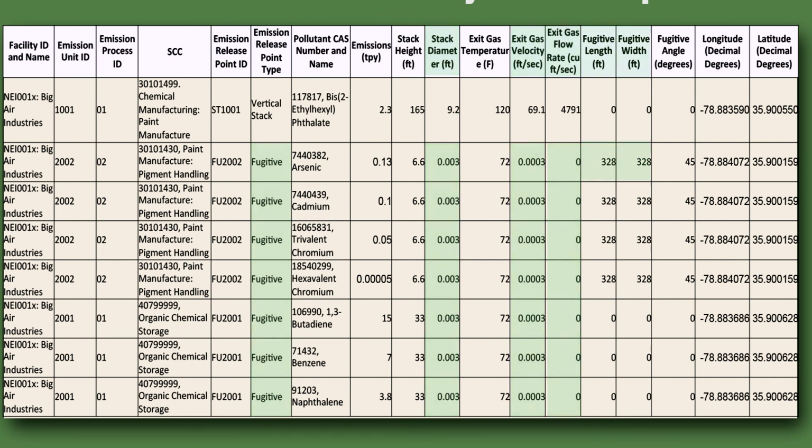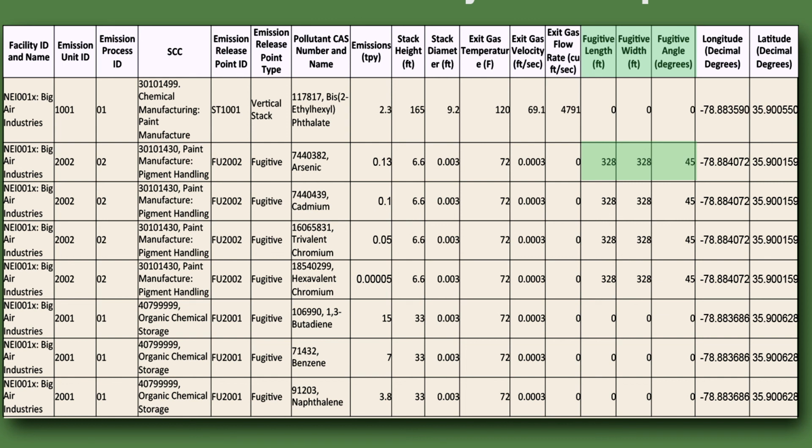You'll see for the fugitive parameters that we have the length and the width, and then the angle. So you have the rectangle defined by the length and width, and then the angle rotates it from the latitude, longitude. Mark Morris will show you more about this in his presentation.